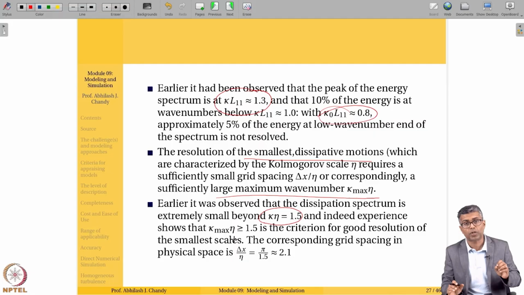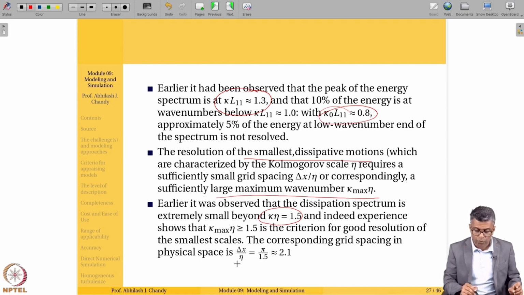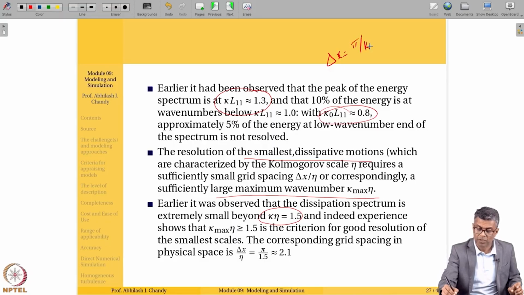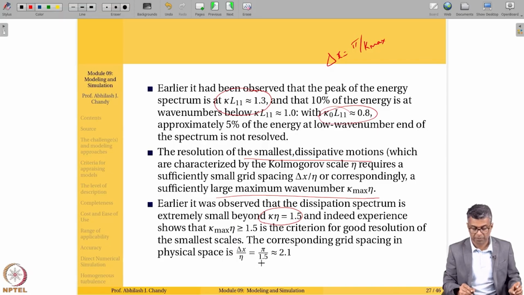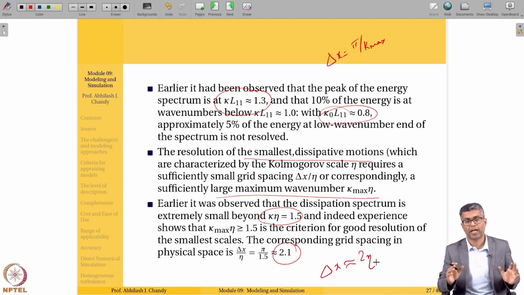So that is a good criterion for the resolution required to capture all the scales, especially the dissipative scales. If you do a grid spacing analysis, then delta X over eta, where delta X is pi over kappa max, we saw that earlier. If I substitute that, I have pi over kappa max eta, and kappa max eta is greater than or equal to 1.5. So pi over 1.5 is approximately 2.1, which means your delta X should be approximately equal to 2 times eta in order to capture all the scales.